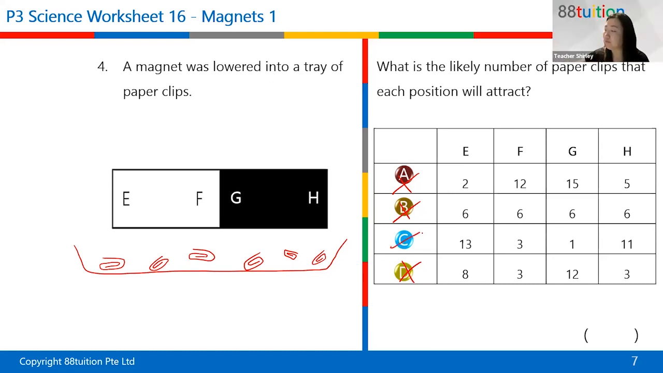Yeah, because the strongest part is at the poles. So naturally, if it's a bar magnet, either north is here, south is here, or north is here and south is here. So it's always the strongest at its poles. Yeah. Okay.